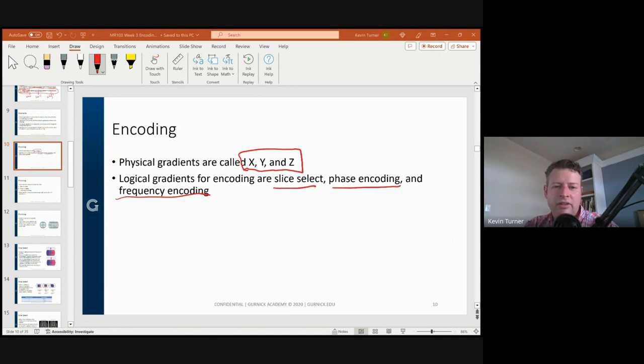Because we're making pictures of three-dimensional objects. Each one of these different gradients will go in a different direction. X gradient will go one way, the Y gradient goes another way, the Z gradient goes a different way. So three gradients, three physical, three logical, because it's a three-dimensional object you're taking a picture of.